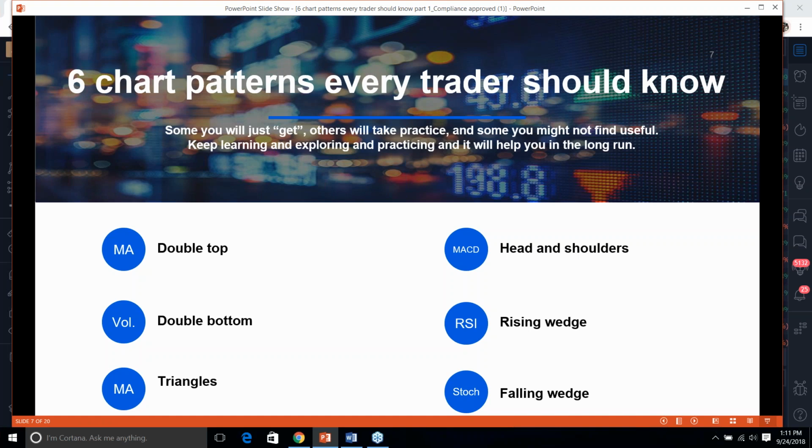Okay, the six patterns we're going to look at: double top, head and shoulders, double bottom, rising wedge, triangles, and falling wedge.